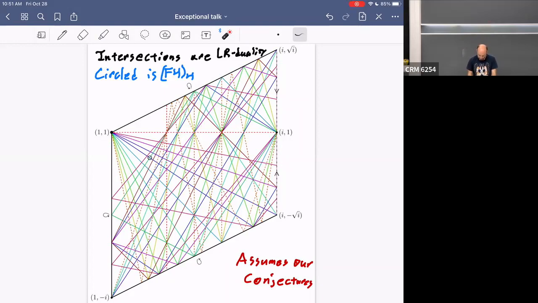This assumes our conjectures. The circled one here is very special. Unfortunately, I can't tell you about it, but it's F4 at level 4, and it is probably related to the extended Haagerup subfactor. So it's very exciting that this might be explained by this little intersection point there.